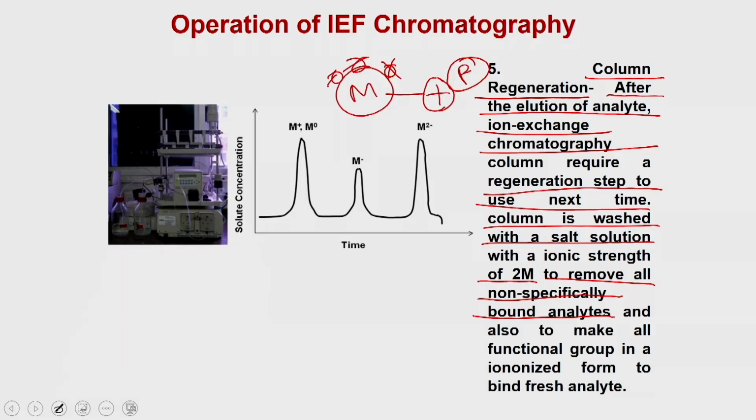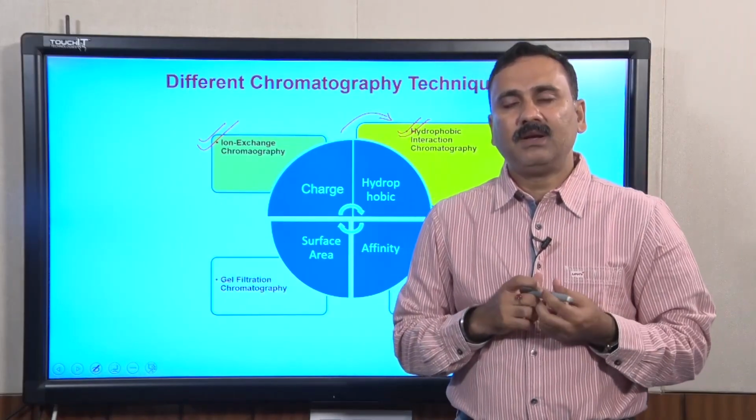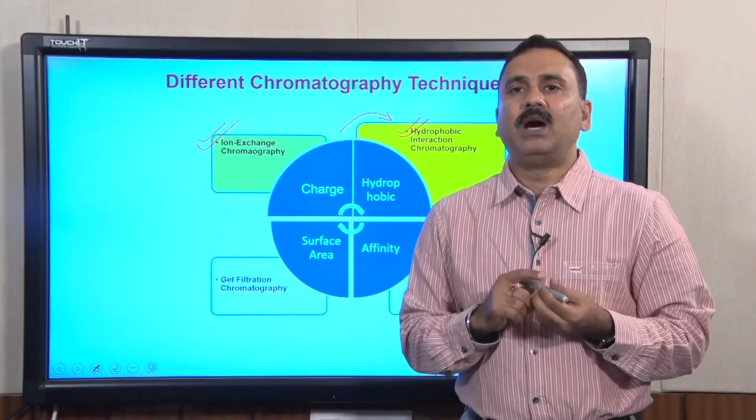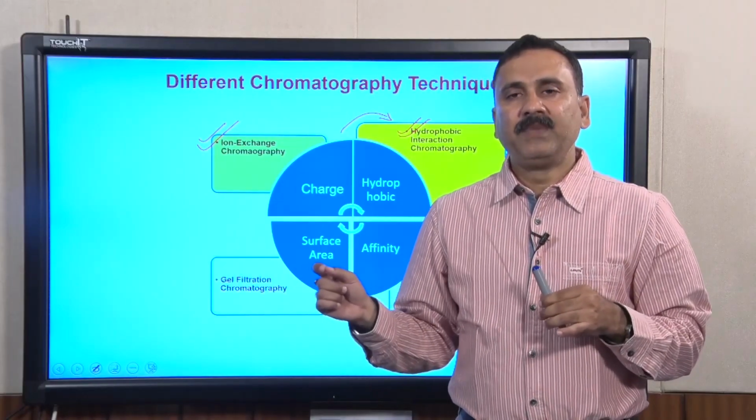So, that will remove the non-specifically bound analytes, and also make all functional groups ionized to bind the fresh analytes. With this we would like to conclude our lecture here, and in the subsequent lecture we are going to talk about hydrophobic interaction chromatography. Thank you.